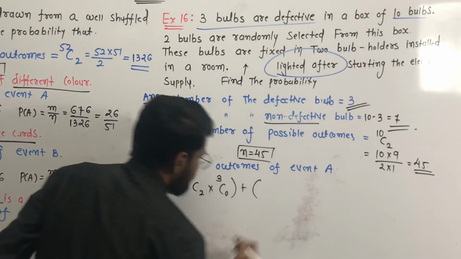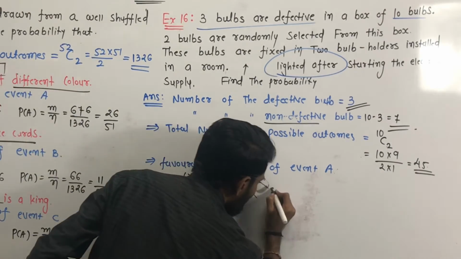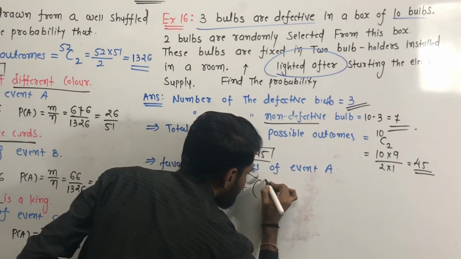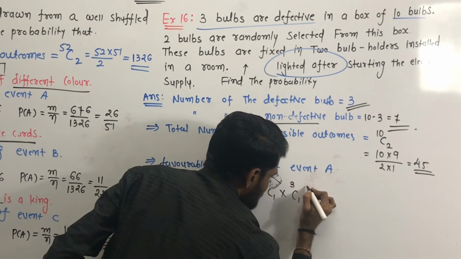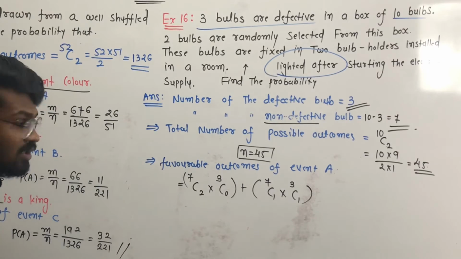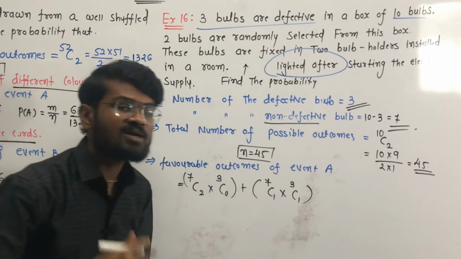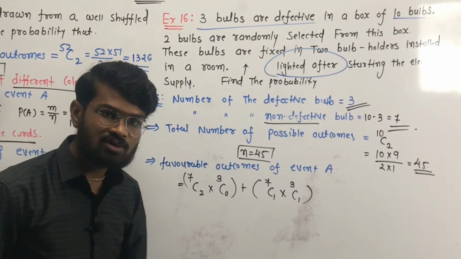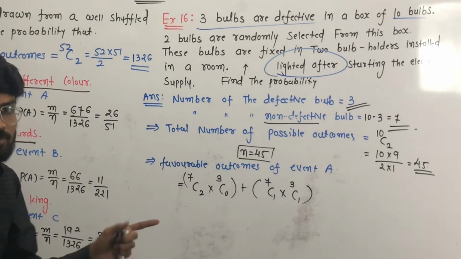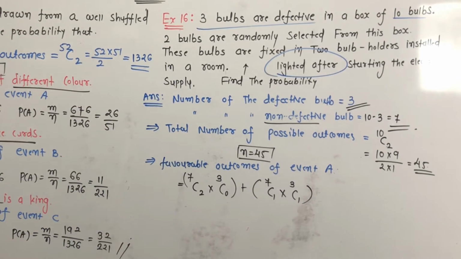दूसरी कंडीशन क्या है? दूसरी कंडीशन ये है कि हम एक बल्ब नॉन डिफेक्टिव में से सिलेक्ट करते हैं, और एक बल्ब डिफेक्टिव में से सिलेक्ट करते हैं, तब भी लाइट होगी. क्लियर? कि एक बल्ब नॉन डिफेक्टिव होगा तब भी लाइट होगी, और 2 बल्ब नॉन डिफेक्टिव होगा तब भी लाइट होगी. Yes, so this is the number of our favorable outcomes. Yes, it is too simple.